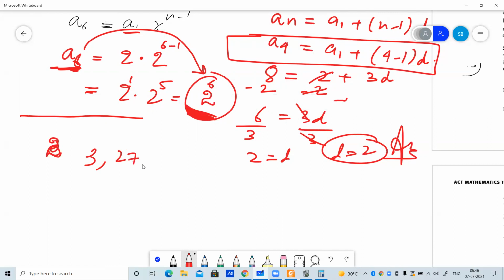So the sequence is 3, 27, and so on. You don't know after this. So you know just the first term, that is A1, is 3. How much will be the common ratio? You need just the two terms. It is given that this is a geometric sequence.